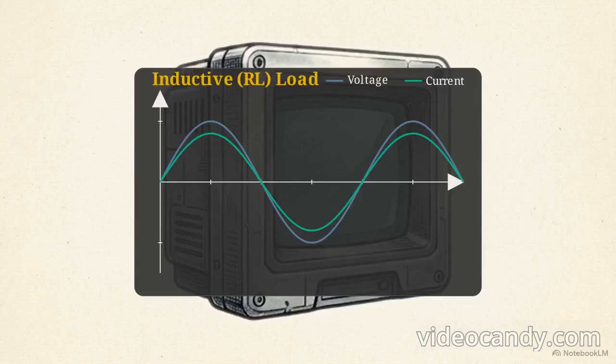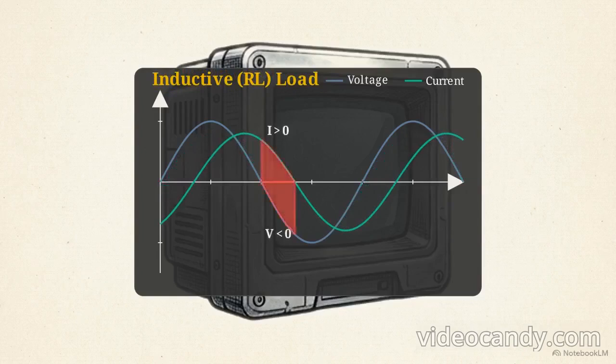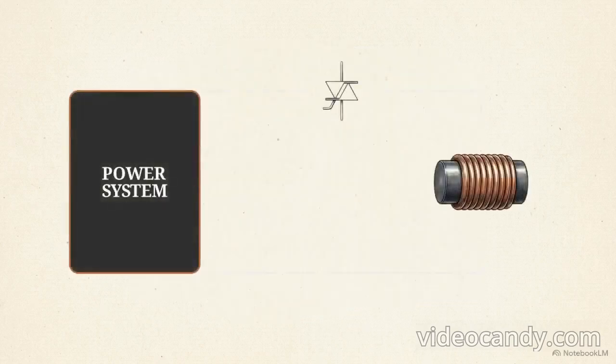If you look at this graph of a purely resistive load, the current waveform perfectly matches the shape of the output voltage. They rise and fall in unison, naturally commutating at the exact same zero crossing. But an electric motor is a highly inductive load. In an RL circuit, the current waveform significantly lags behind the voltage waveform. This phase shift creates distinct zones where the voltage drops below zero, but the current is still positive.